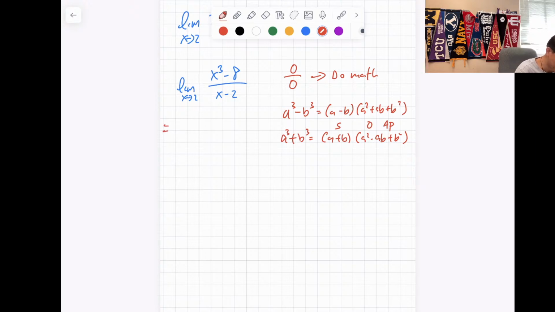Can you tell me what I do next? Limit as x approaches 2. What's a factor of x cubed minus 8? x minus 2. x minus 2, what else? No. x squared plus 2x plus 4 over x minus 2. So this you can cancel. Now you can plug in 2. Limit as x approaches 2, so it'll be 2 squared plus 2 times 2 plus 4. That's equal to what? 12.